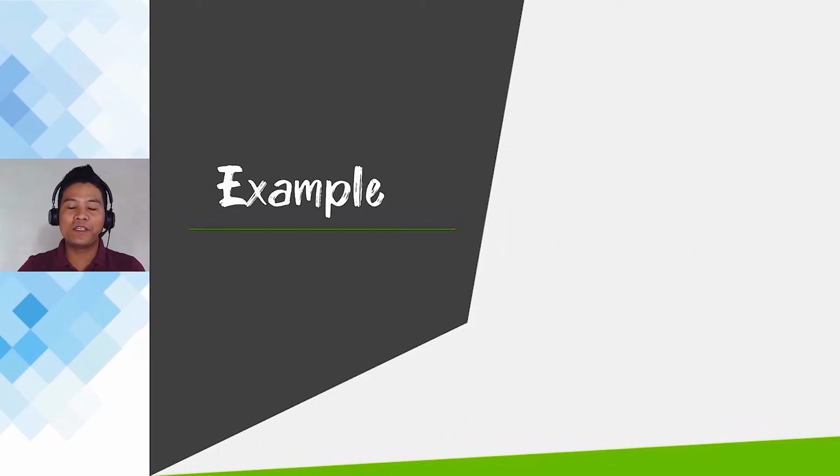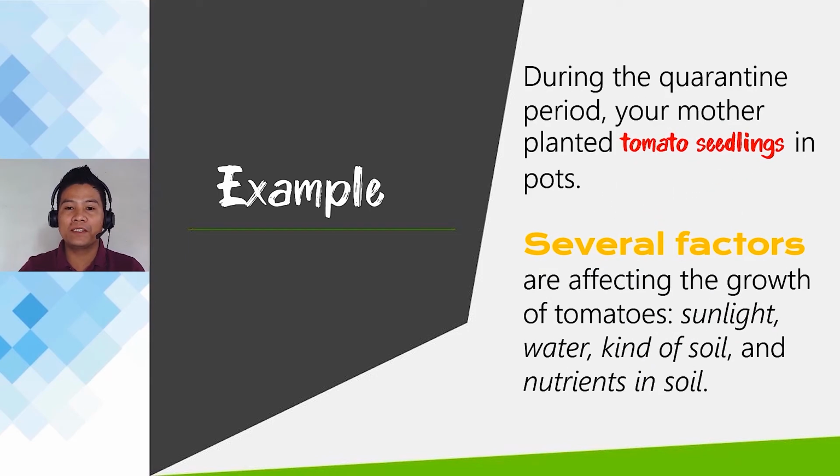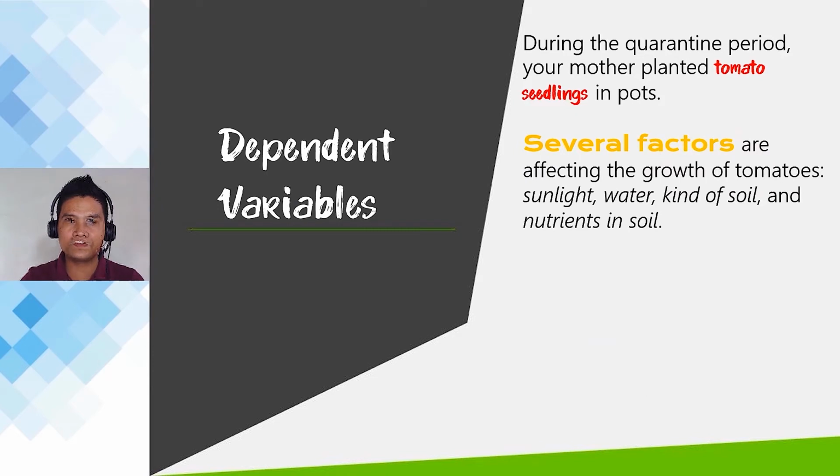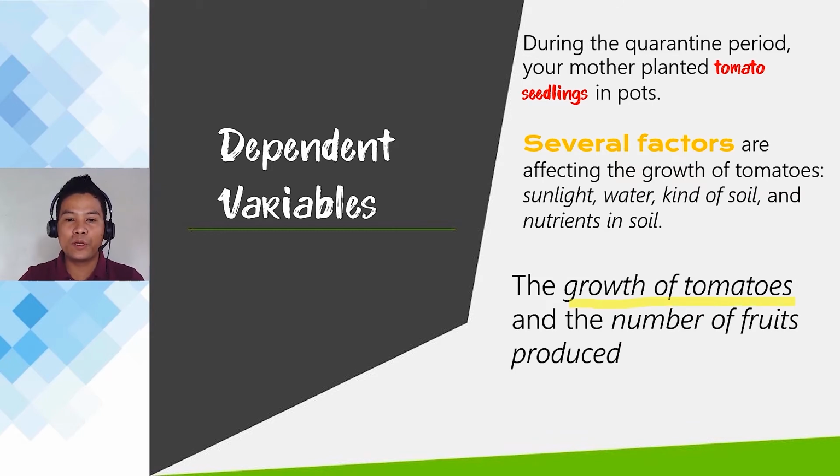Let us have a more common example to understand further the independent variable and dependent variable. During quarantine period, your mother planted tomato seedlings in pots. Several factors are affecting the growth of tomatoes. We have the sunlight, water, kind of soil, and nutrients in soil. In this example, what are the dependent variables? Correct. The dependent variables are the growth of tomatoes and the number of fruits produced.